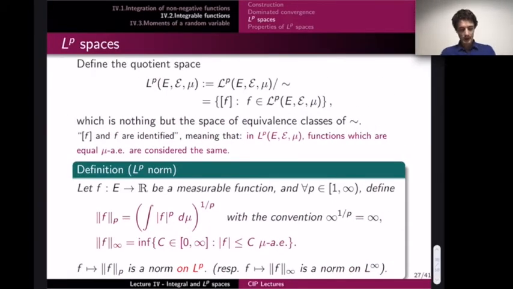So now we defined what we will be able to prove is a norm. We defined this object here as the integral of the absolute value of f to the p, and the integral to the power 1 over p. Same for the infinity norm, which is a bound on f mu almost everywhere. And this thing we will see, it's not obvious, we will prove that this is a norm on LP, a proper norm now.